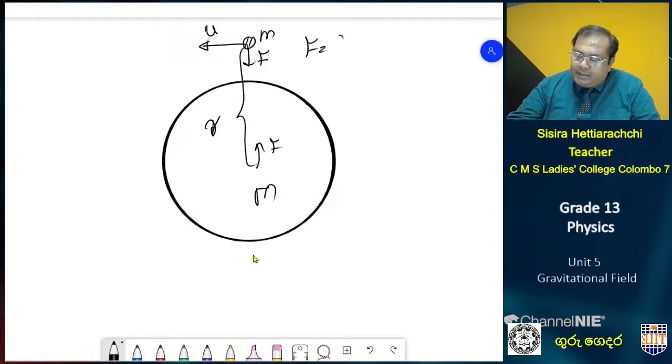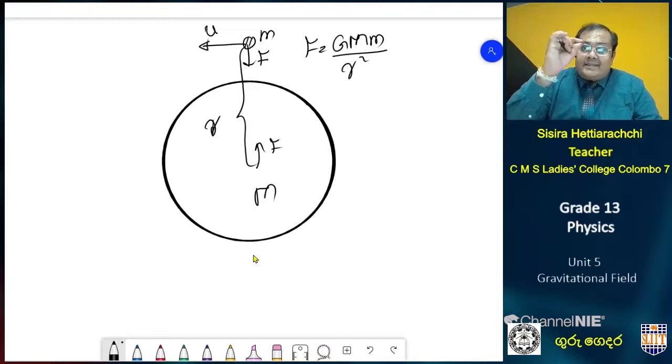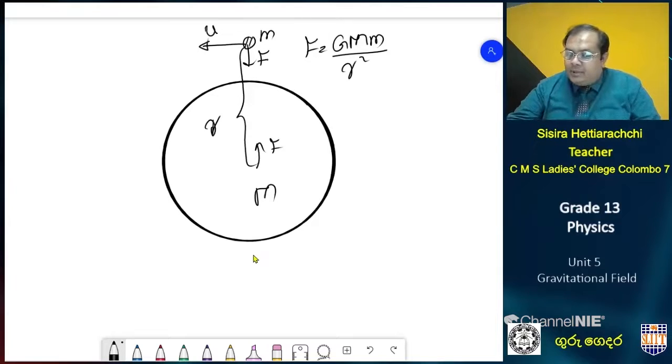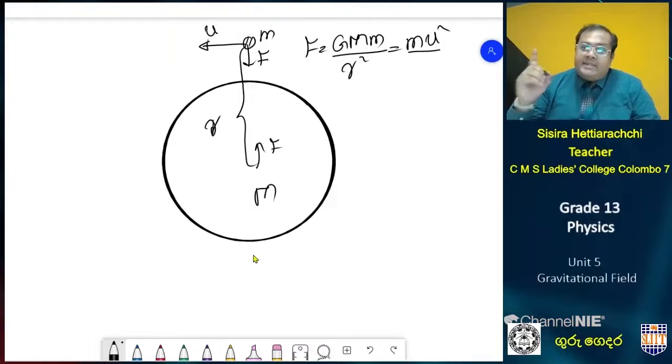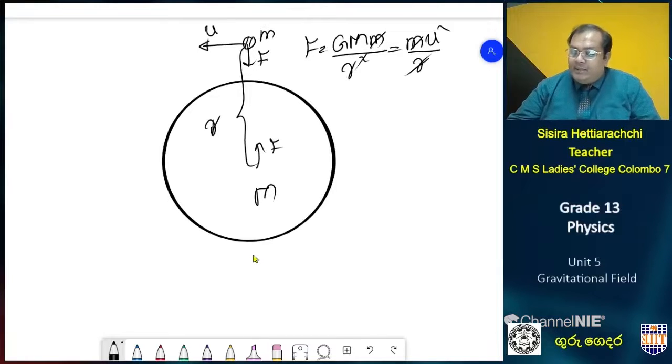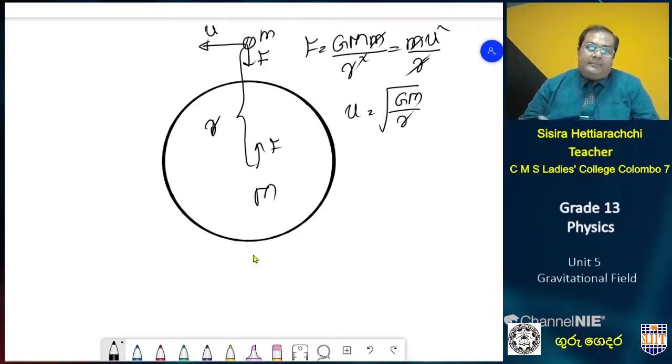F should be equal to G capital M simple m over separation squared, r squared. I told you it is the center to center distance, should be equal to m times tangential velocity u squared over the radius of the circular path. It travels along that corresponding circular path continuously. Now we have one relationship. Simple m is getting cancelled. One r can be cut. Velocity is the square root of G M over r.